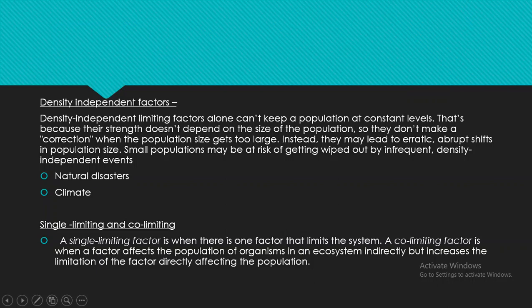And may dagdag pang isa dito is the single limiting and co-limiting factors. Yung single limiting, as the name suggests, is isang factor lang ang nag-limit sa growth ng population, and the co-limiting factor is a factor which does not directly affect the growth of the population, but it directly affects one of the limiting factors. It increases limitation on the factor directly affecting the population. So, gusto lang niya itong sabihin is, hindi siya nakaka-affect directly, indirectly affecting the population growth, but directly affecting another limiting factor. So, yun. Kaya co-limiting factor siya.